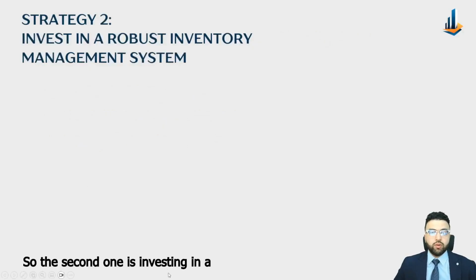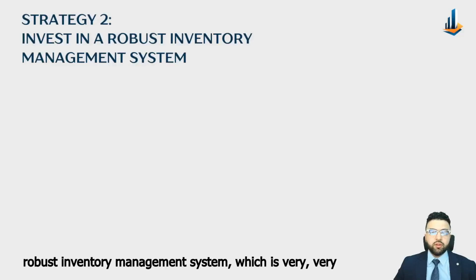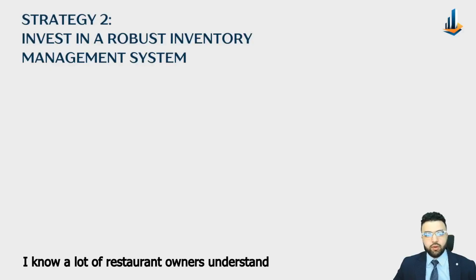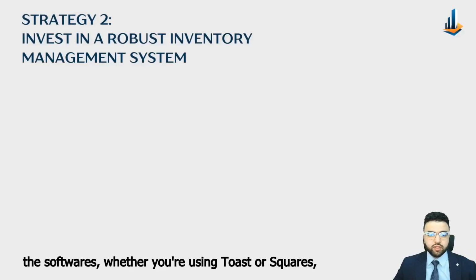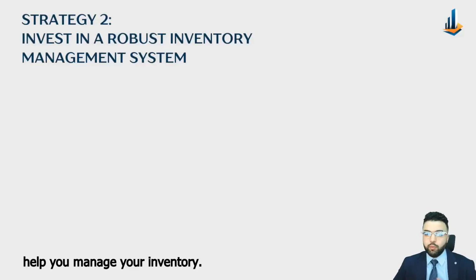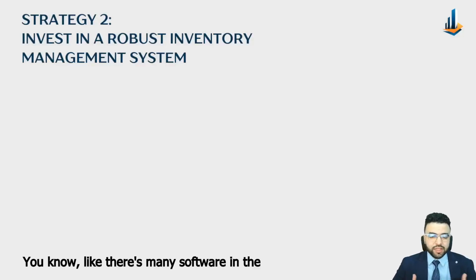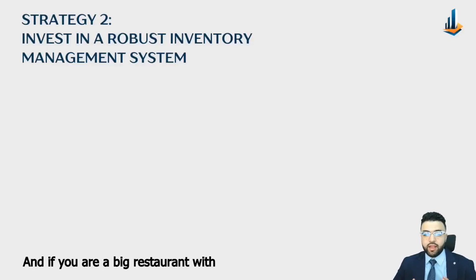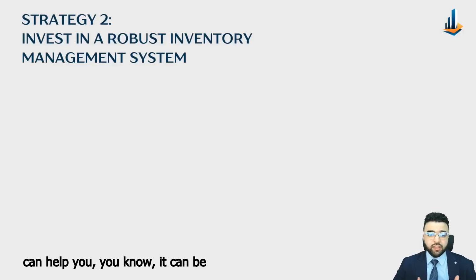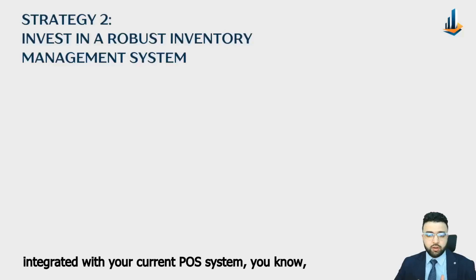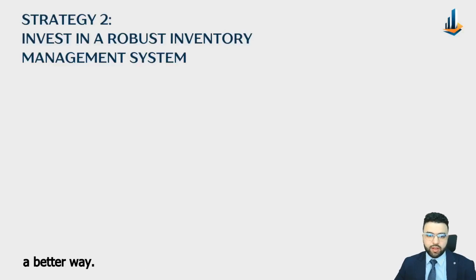All right, so the second one is investing in a robust inventory management system, which is very, very common. I know a lot of restaurant owners are familiar with many of the software options. Whether you're using Toast or Square, there's a built-in system that can help you manage your inventory. There's many software in the market that can help you do that. And if you are a big restaurant with a bigger inventory, there are other systems that can be integrated with your current POS system to help you manage your inventory in a better way.